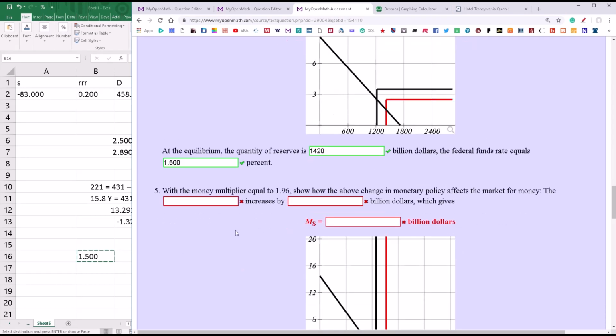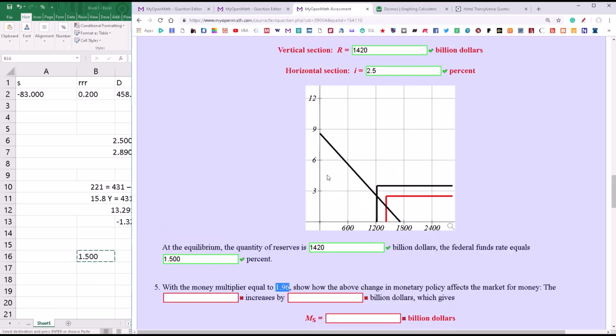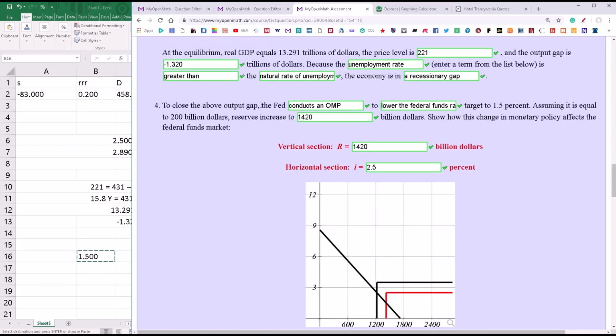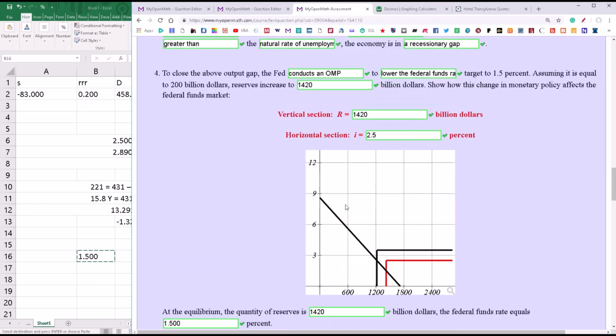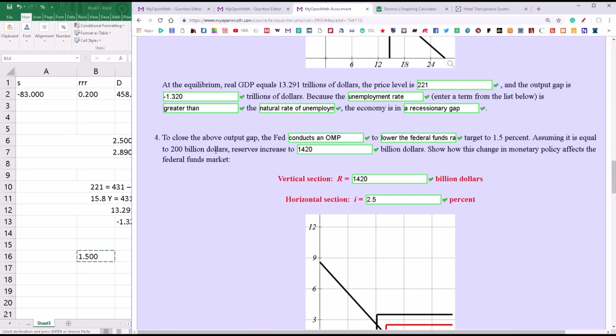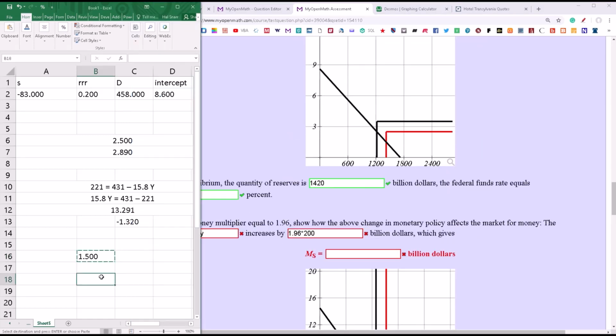Okay. Now, with a multiplier of 1.96 and an open market purchase of $200 billion, the money supply increases by the multiplier times the size of the open market purchase, which in this case is $200 billion, right? So we're multiplying that multiplier by 200 billion. So let's go over here and do it.